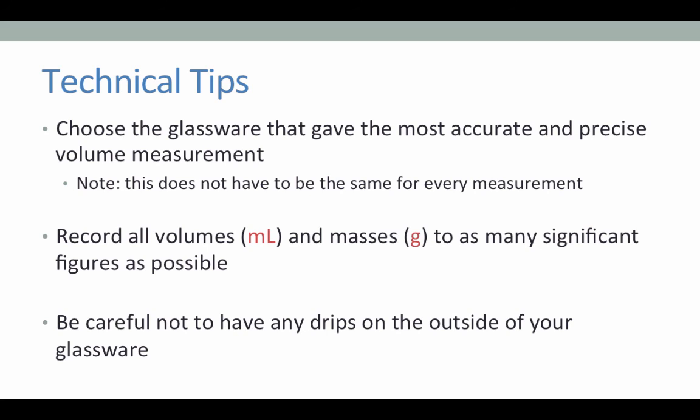Remember, because you're taking the volume as the glassware gives it to you and then weighing the solution, it's important not to have any of the solution on the outside of your glassware. So take a Kim wipe or a paper towel and wipe off any droplets that are on the outside of your glassware. This video should have helped you to prepare for experiment 2, mass and volume measurements.